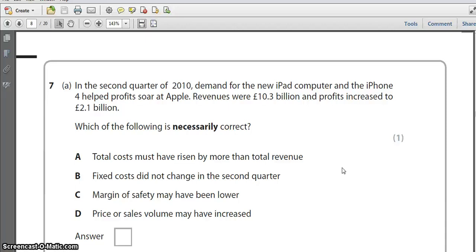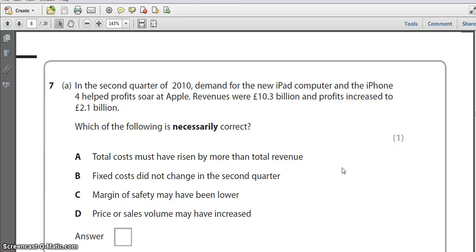The answer is D. Prices or sales volume may have increased. We don't know if sales actually did increase, because you might be making more money than you were because your costs have gone down, but your sales have stayed the same. We don't know that, but it says price or sales may have increased. Well, that's true. It may have increased. We don't know. The other ones are all false.